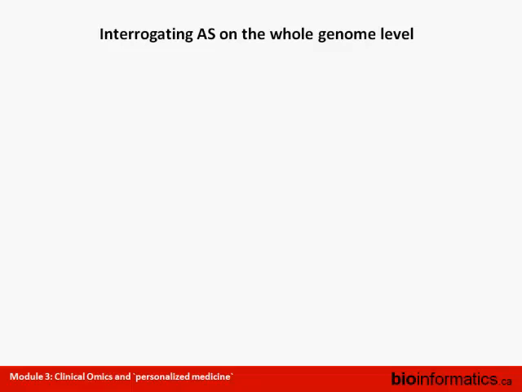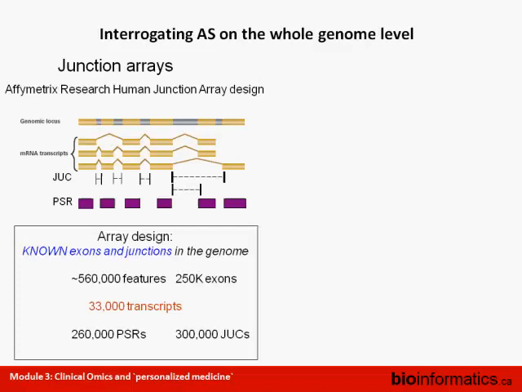Now, how do we interrogate alternative splicing on the whole-transcriptome level? There are two ways: using microarrays and next-generation sequencing technology. Using microarrays, it is a matter of choosing a subgene-level microarray platform that has multiple probes per gene, say, a probe for each and every exon. There are specific microarray platforms that are more effective in terms of design. They would include junction sequences between corresponding exons.